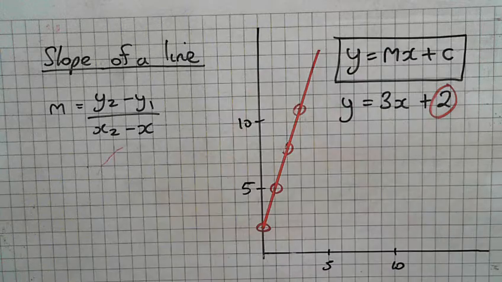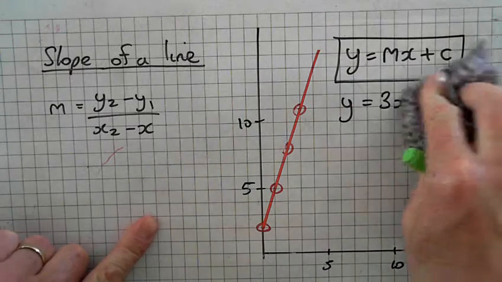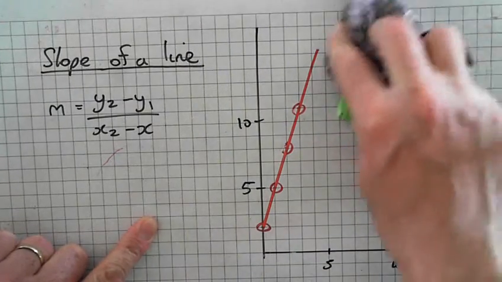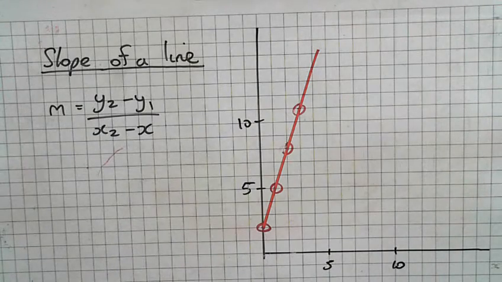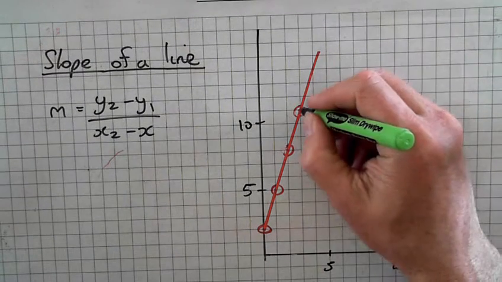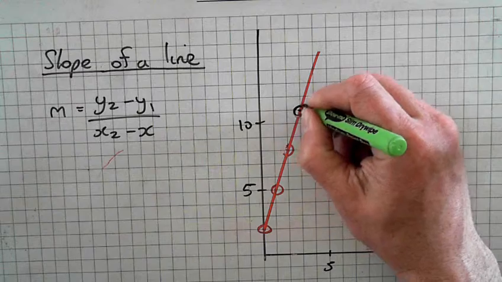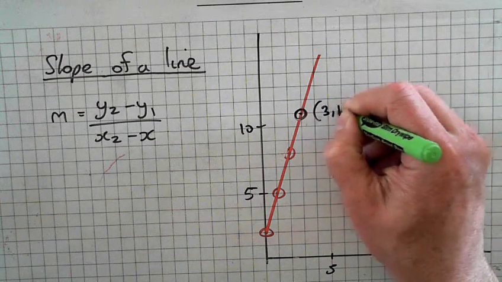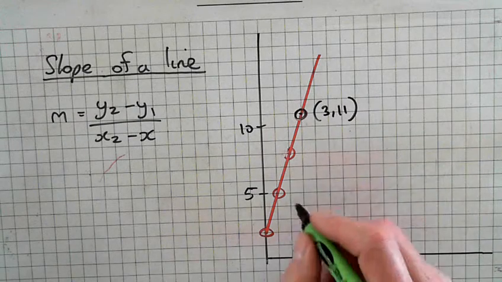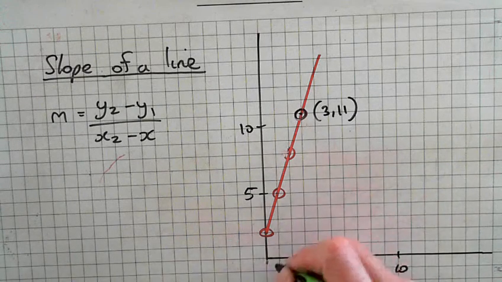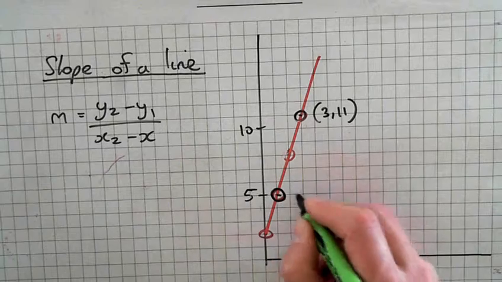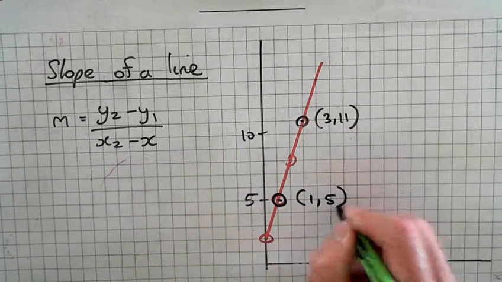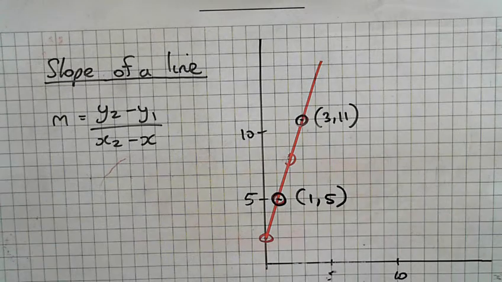Let's say I was given this line. Okay, I'm given this line and I'm given 2 points. What's this point here? 3, 11. And I was given this point over here, which is 1, 5. Find the slope of the line if given 2 points.